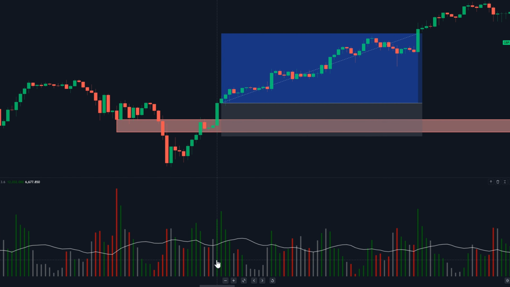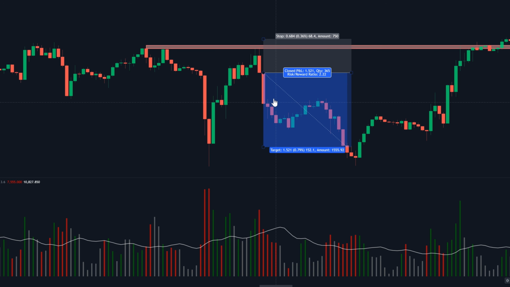Now, when using this indicator to trade, you want to take long positions whenever the green bars are above this moving average, and short positions whenever the red bars are above the moving average. But if the bars are gray, you want to stay out of the market.